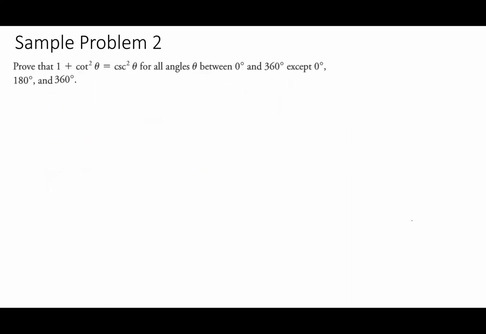Let's take a look at another sample problem. Here we want to prove that 1 plus cotangent squared theta is equal to cosecant squared theta for all angles theta between 0 and 360, except 0, 180, and 360. Okay, well, let's first prove it, and then let's show why these are exceptions. You guys can notice that this is one of the actual equations that we derived in the Cartesian plane using the Pythagorean theorem. Right, this was one of our Pythagorean identities.